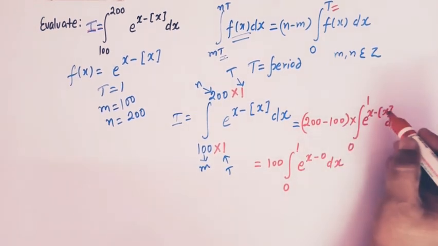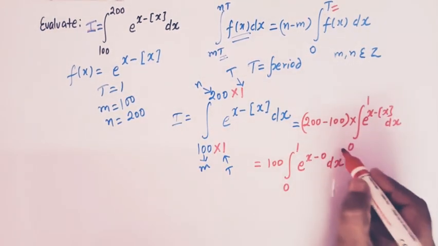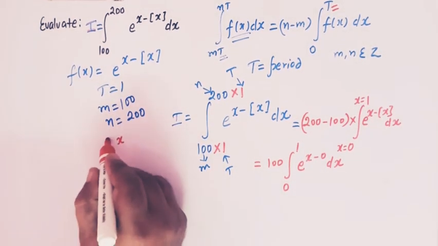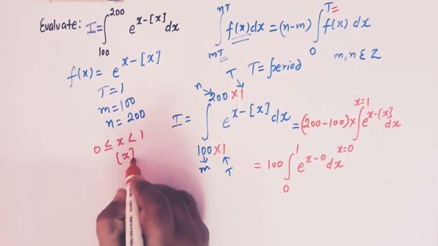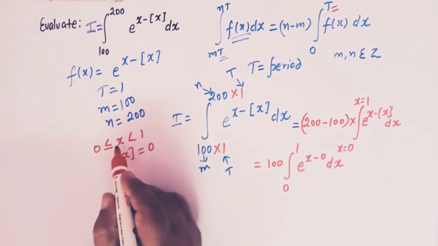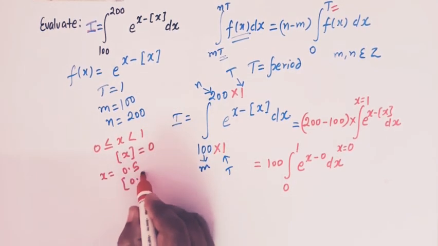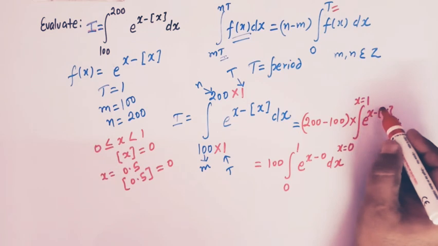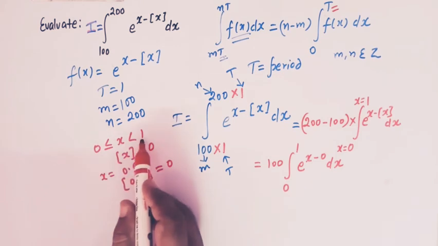Now why 0? Here the value of greatest integer x is 0 because the limits are from x equal to 0 to x equal to 1. It means when x lies between 0 and 1, by the definition of greatest integer function, the value is 0. Because suppose the value of x is 0.5, then obviously the greatest integer of 0.5 is 0. So that's why the value of greatest integer x is 0 when x lies between 0 and 1.